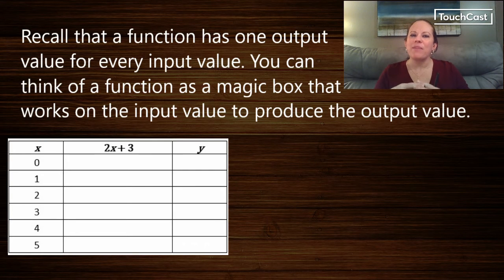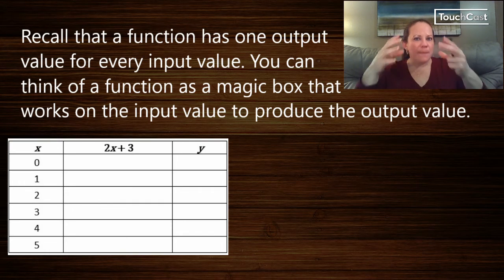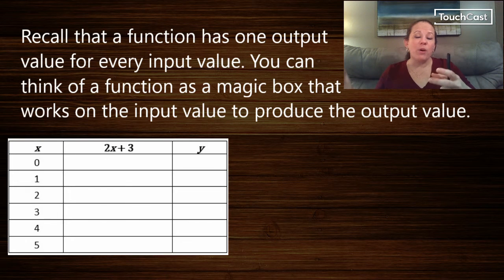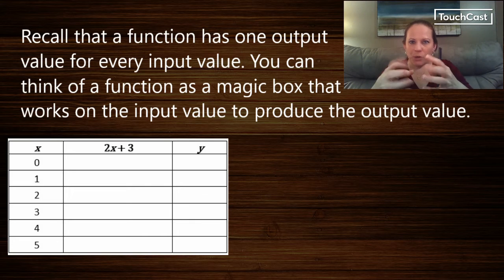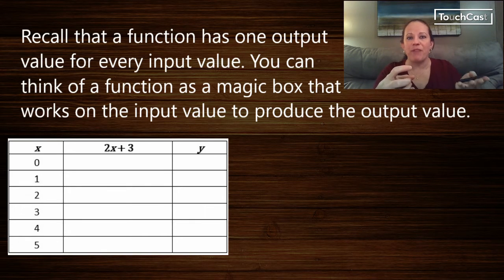Recall that a mathematical function has one output value for every input value. So you can think of a function as a magic box that we put our input value into, and we're going to do some stuff to it. We're going to do some mathematical operations, and then it's going to spit out an output value. We're going to use a simple example of a linear relationship because, again, those only involve multiplying, dividing, adding, and subtracting.